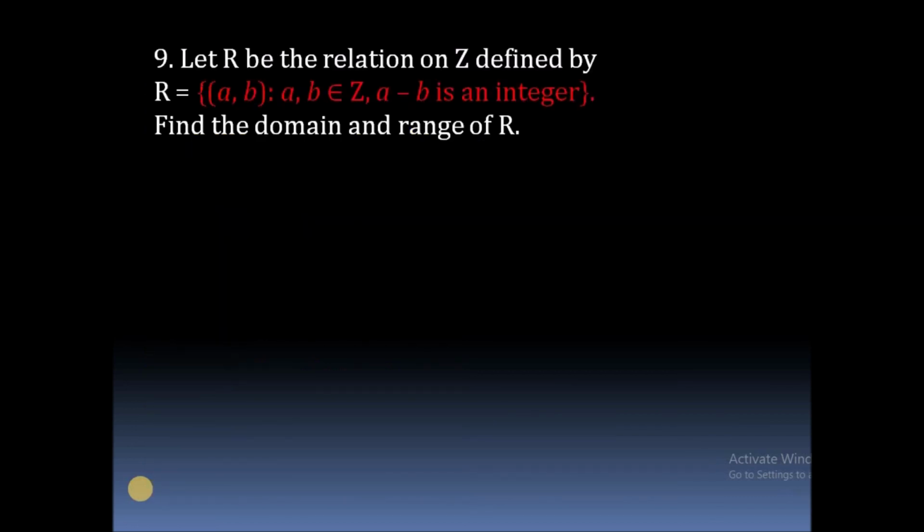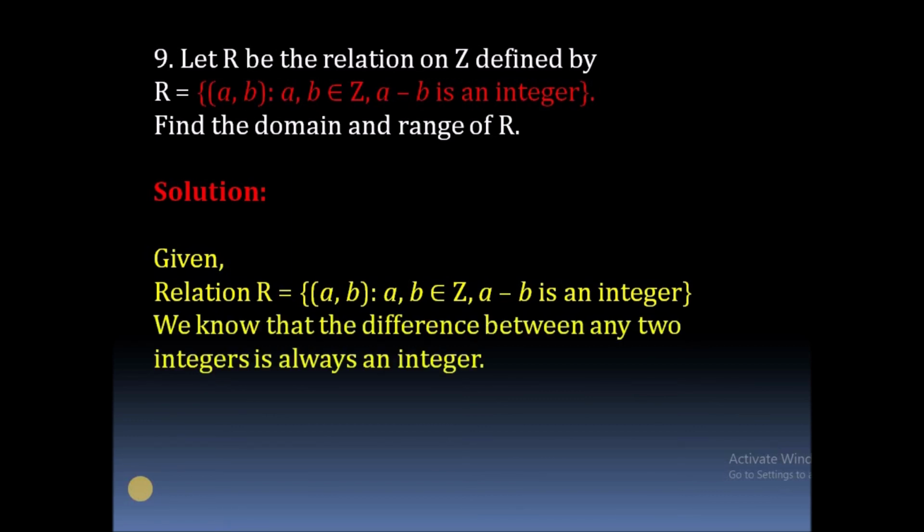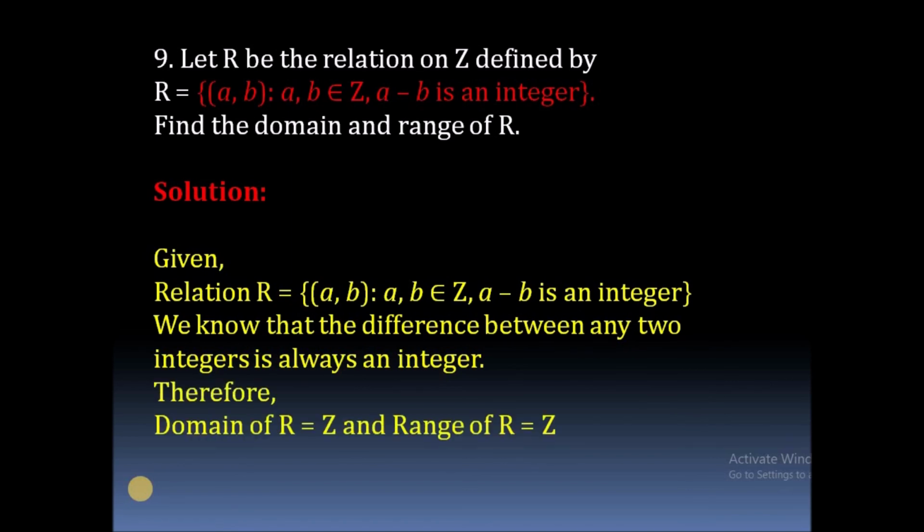Now, last question of this exercise. Let R be the relation on Z defined by R equals to {(a, b) : a, b belongs to Z, that is the set of integers, and a minus b is an integer}. Find the domain and range of R. We will write the relation which is given as (a, b), a, b belongs to Z, a minus b is an integer. We know that the difference between any two integers, whether both positive, both negative, negative positive or positive negative, is always an integer. Therefore, the domain of R equals to the whole set Z, that is the set of integers only, and range of this R is again Z.